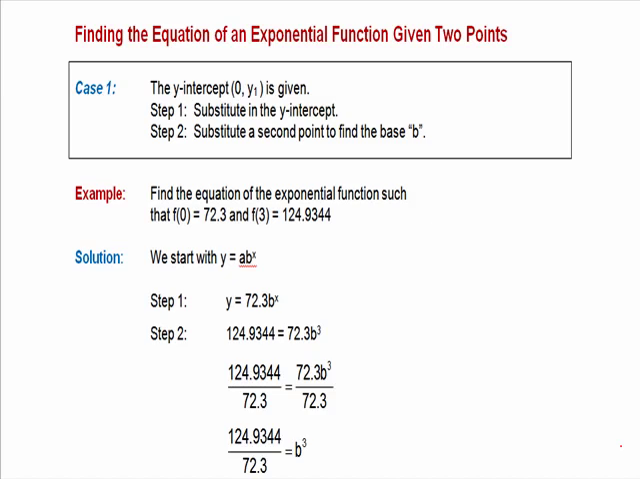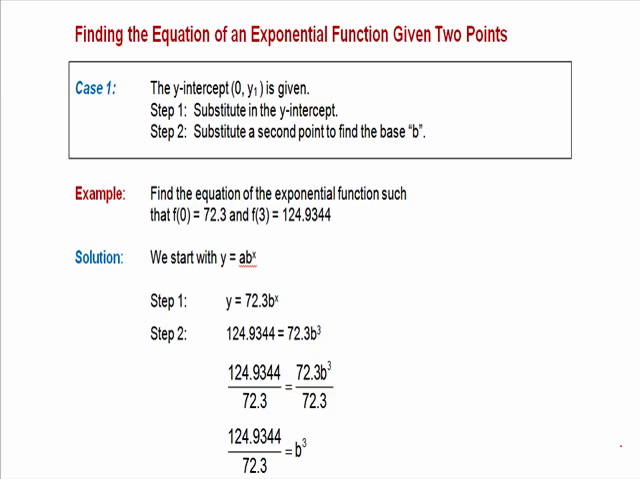Now we're going to take a look at probably the most important part of this section, finding the equation of an exponential function given 2 points. Like some of the other things that we've done, there's actually two cases that we have. Case 1 is going to be that the y-intercept is actually given. So in other words, we're going to have a point that's, say, (0, y1), where we know that the x-coordinate is 0.